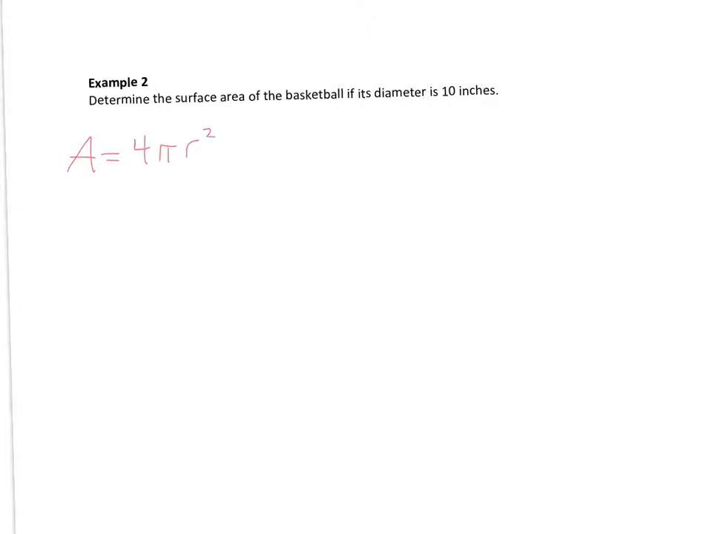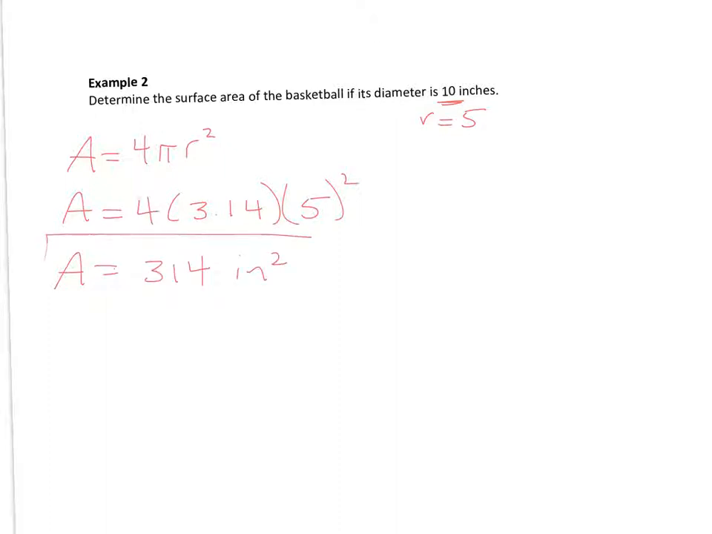pi r squared, which is interesting because pi r squared is one circle, and it's like 4 times the area of a circle. Now we need the radius, and we've been given the diameter. If the diameter is 10, then the radius is half of that, which is 5. So our surface area will be 4 times 3.14 times 5 squared. And when we pop that into our calculators, we get 314 square inches for the area of the ball.